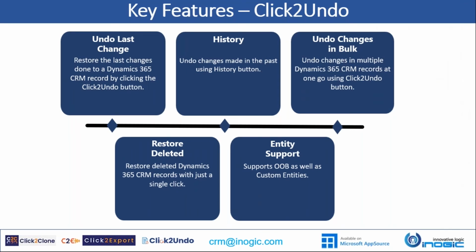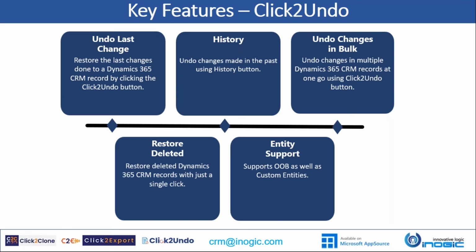Like you can undo the last change. It's simply like Control Z. You can restore the data to its last known state. And history is the feature where, let's say you have made multiple changes against this record, and you want to know what changes have been done and when, and you want to restore it back to its known state. Then yes, this feature will really help in that case.